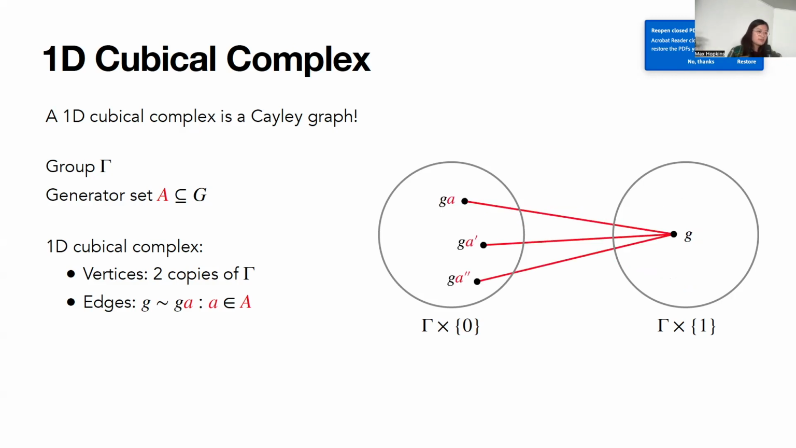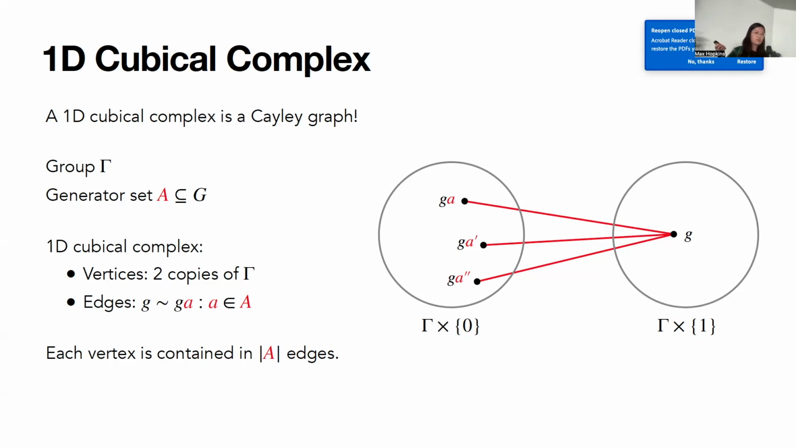You can take the inverses, but let's assume that maybe the generator set is closed under inverses. So A is equal to A inverse. So all these backward edges also exist, and the other side will also have the same degree. In this case, I get 3 in the diagram. So every vertex is contained in A different edges. Okay, so edges are going to be one-dimensional cubes.